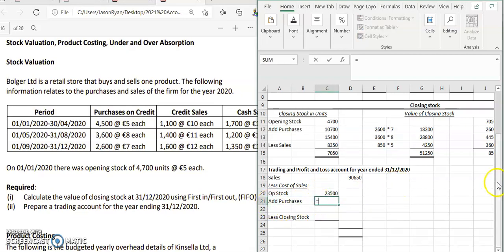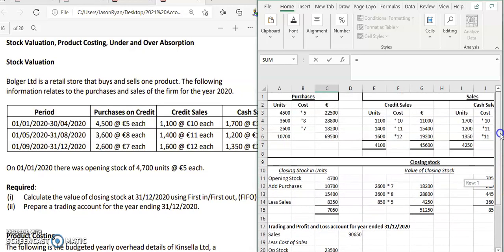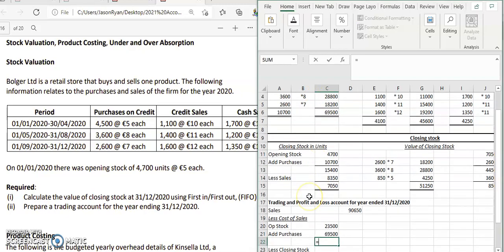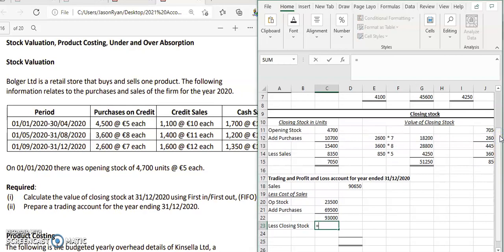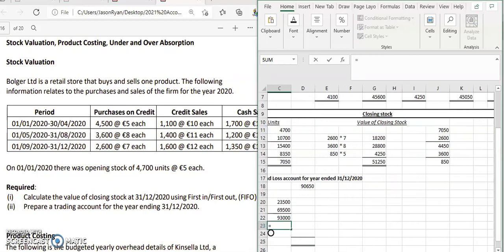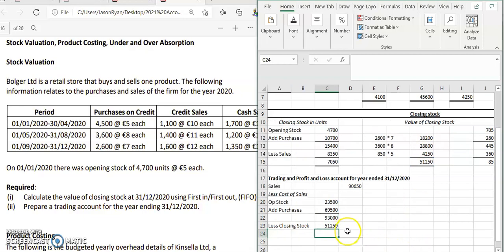So remember, your purchases is already calculated as part of part A. So we go back to your purchase section and you've got 69,500. We're going to add those two figures together. And from that, then we're going to take away your closing stock. Remember, your closing stock has been calculated in part A already. The value of it is here, 51,250. So we're going to take 51,250 away from those two figures, 93,000.